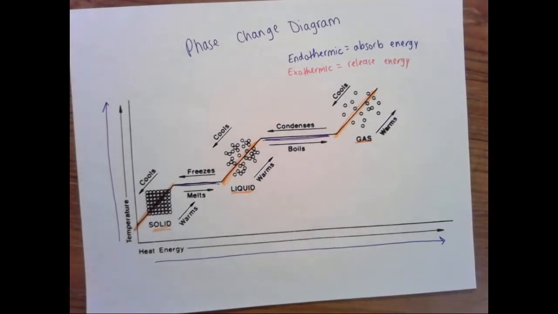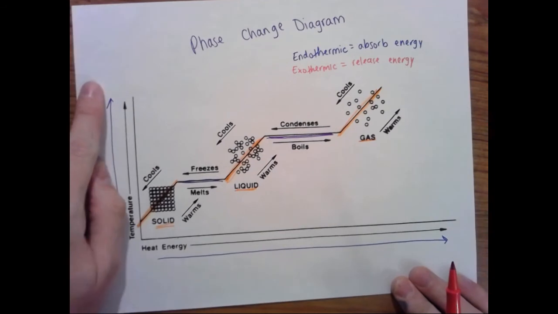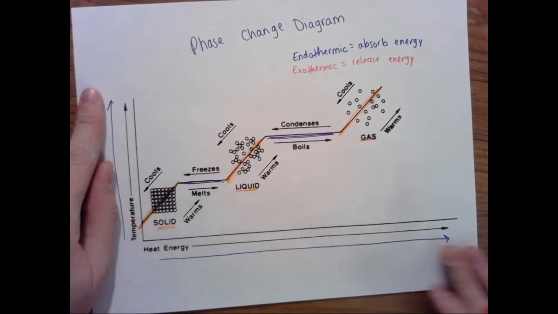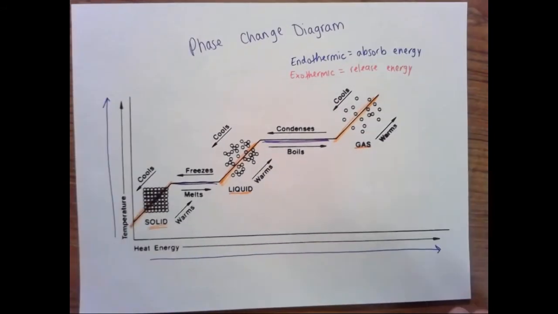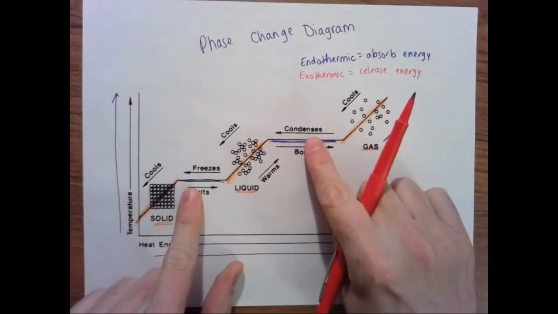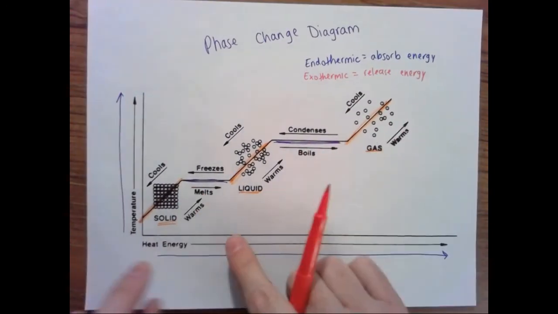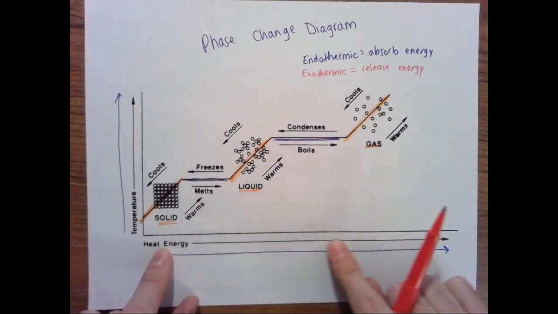And when we look at these phase change diagrams, temperature will be on our y-axis, and heat energy is on our x-axis, and it's going to be these vertical lines that are actually going to be the phases. And then as the phases change, it's going to stay the same temperature, but it requires more heat energy.